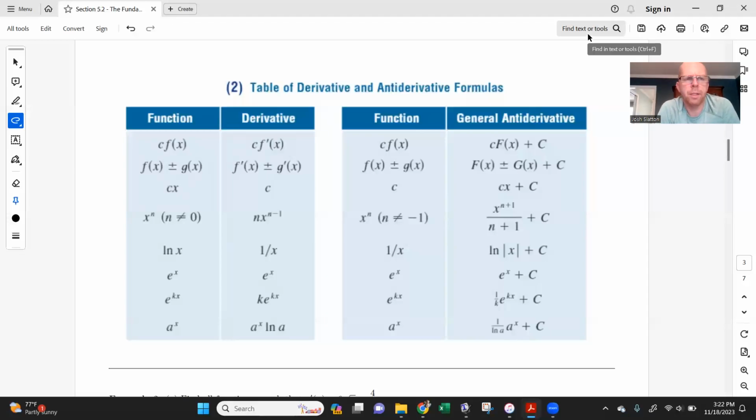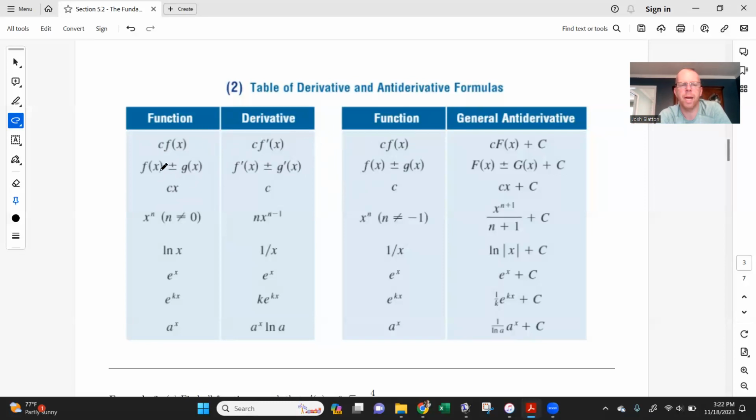All right, so continuing with what we were talking about in the last video, we're going to start with a table that's in the book. So this is just a table of derivatives and antiderivatives. You can kind of see the relationship. All the properties that you have with derivatives, such as multiplying by a constant, will apply to the antiderivative.